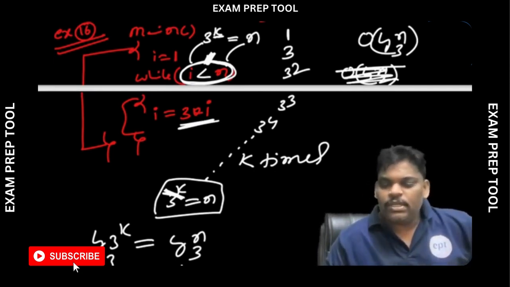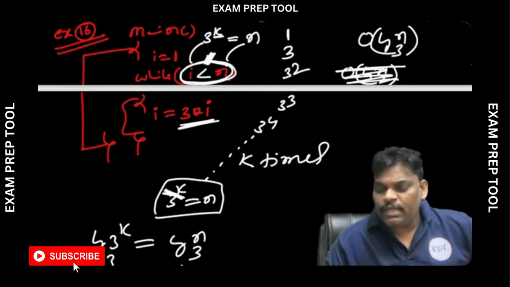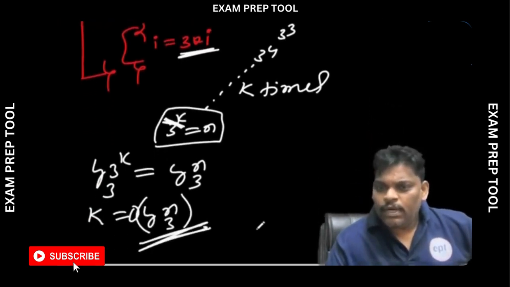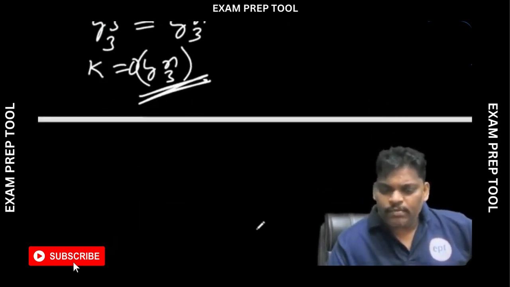So question number 16, the answer is log n base 3. Question number 15, log n base 2. Now everyone is almost okay. We will see that.